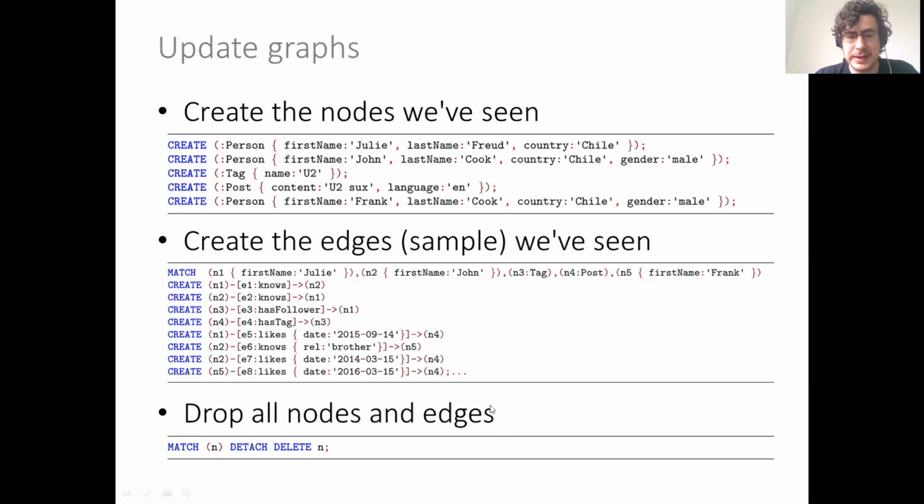If we wanted to delete all nodes and edges, well, we can use the detach delete function, which will essentially, here we match all nodes, and then we say detach delete n, which will remove all nodes and all edges incident on those nodes, all of the edges that go to or come from each node. So these are the basic commands for updating graphs.